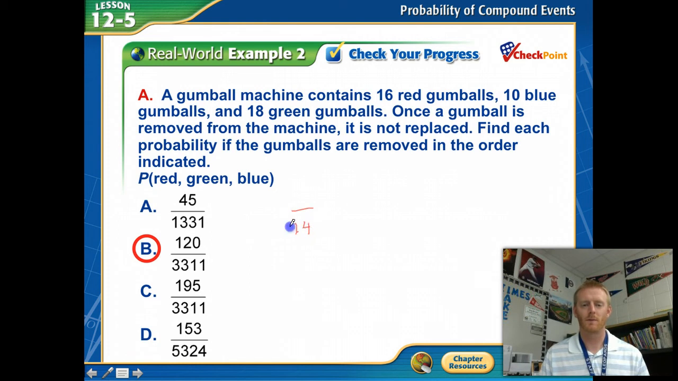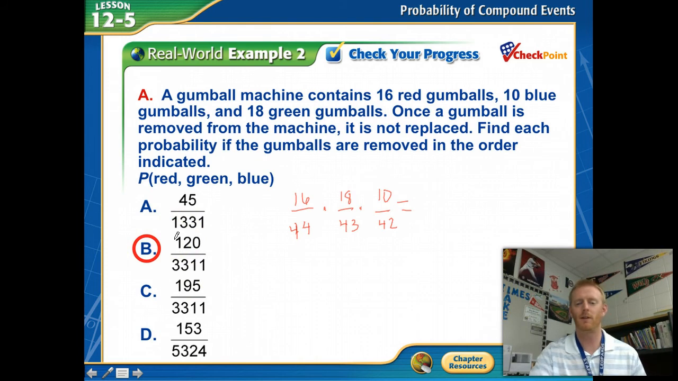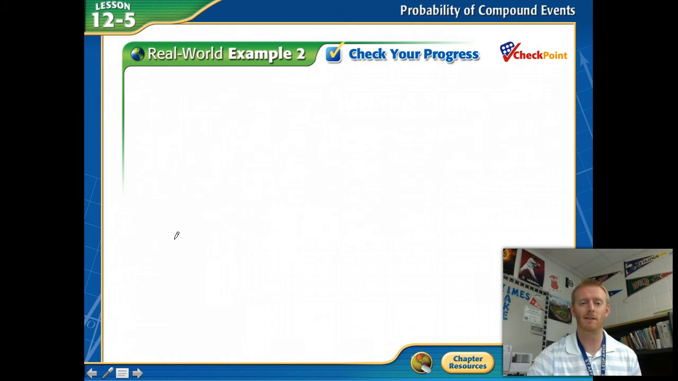So red marbles, there's 16 of them. Now there's going to be then green, there's going to be 18 out of 43, and then there are blue, 10 out of 42. When you multiply your tops and then your bottoms, it simplifies to be 120 over 3,311. So that's the beautiful math involved here when we have dependent events.